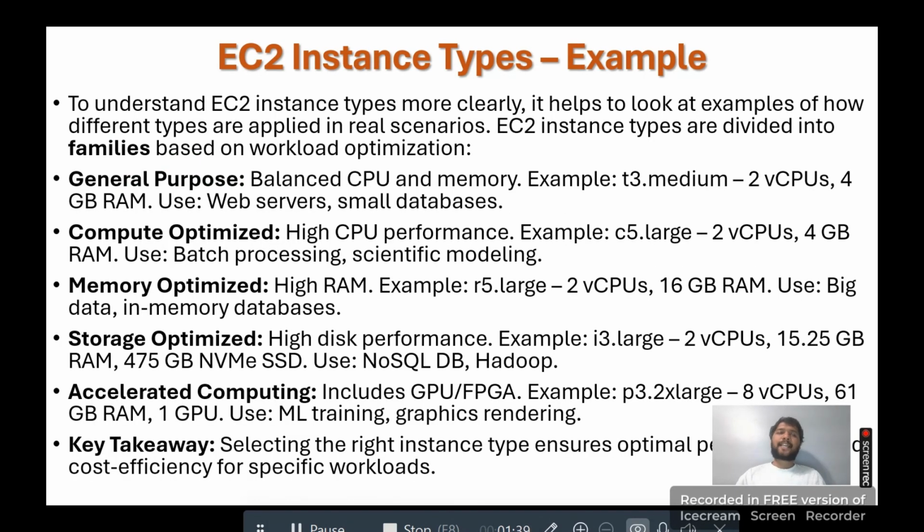EC2 instance types examples. To understand EC2 instance types more clearly, it helps to look at examples of how different types are applied in real-world scenarios. EC2 instance types are divided into families based on workload optimization. General purpose: balanced CPU and memory. Example: T3 medium. Compute optimized: high performance. All examples are here, just look here.